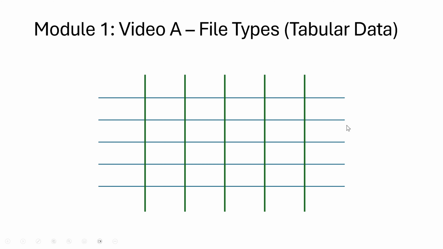Today we'll be talking about file types and specifically tabular data. Tabular data is data that has rows and columns. A lot of data types fall into this category, and generally how we're going to organize them is our columns are going to be our attributes and our rows are going to be our instances.